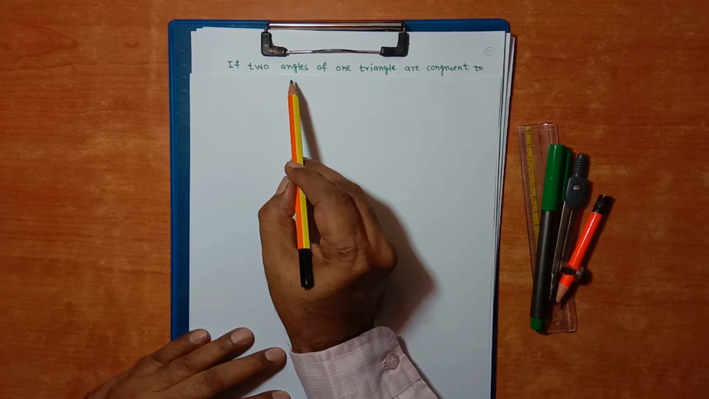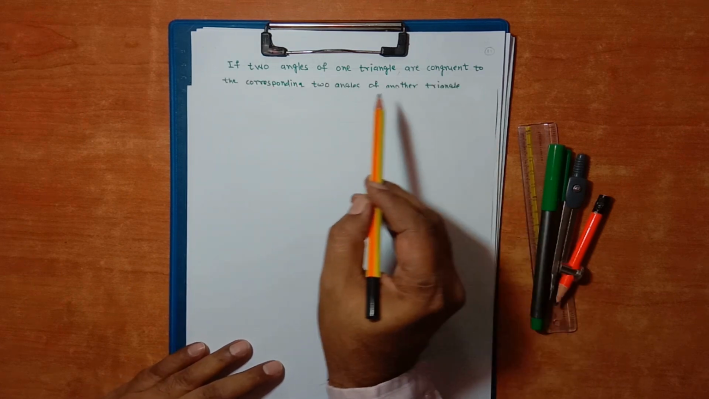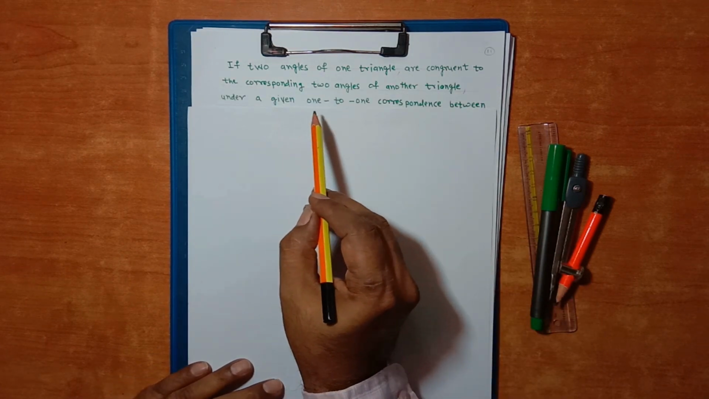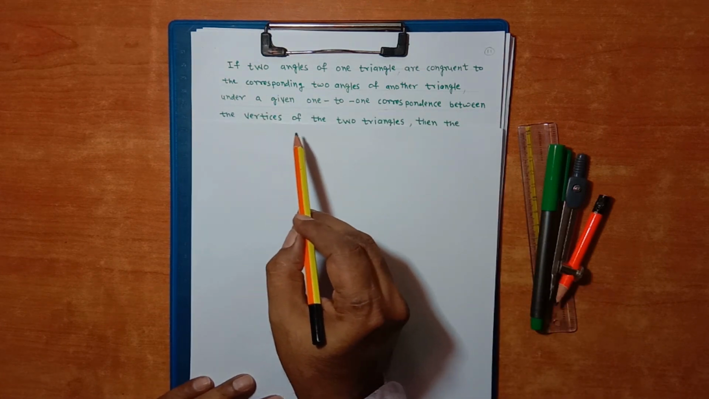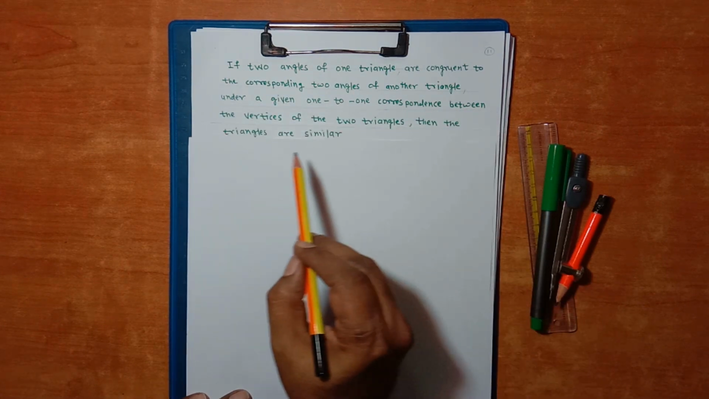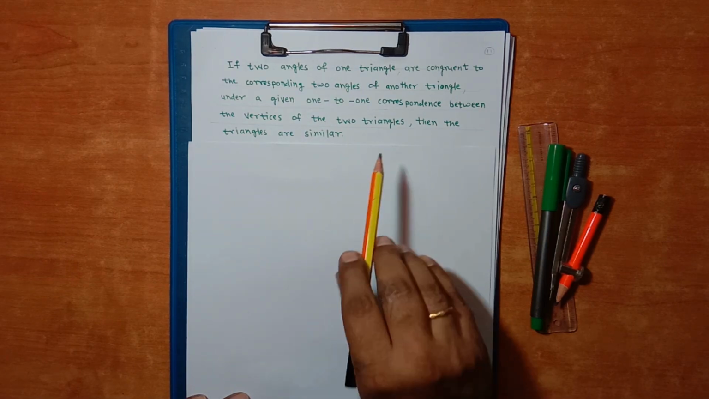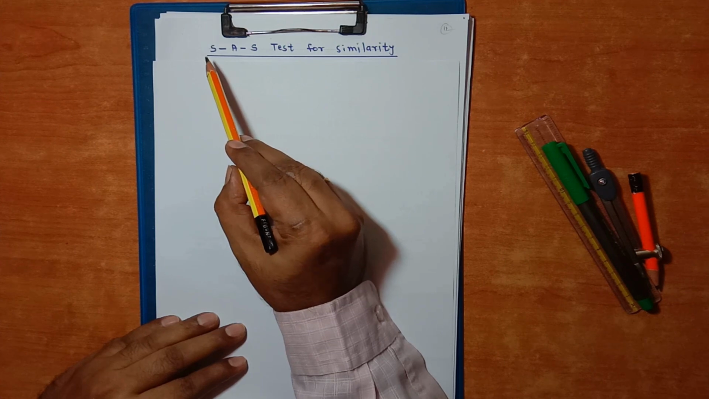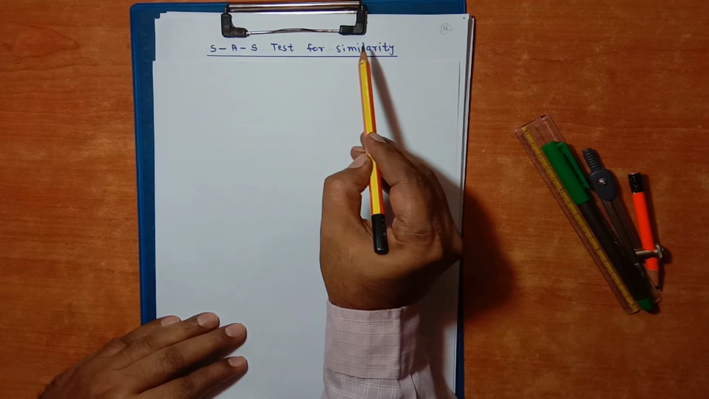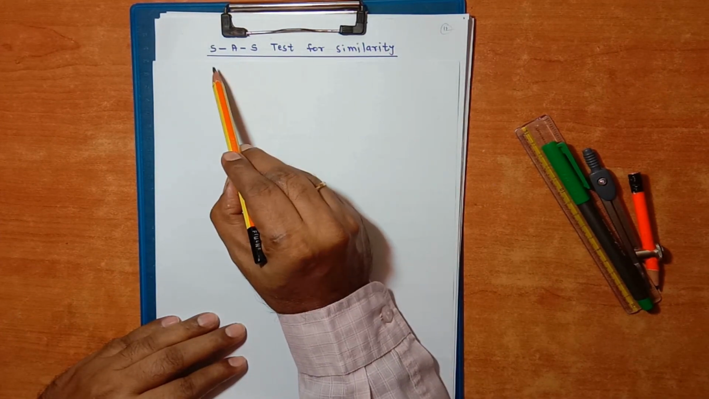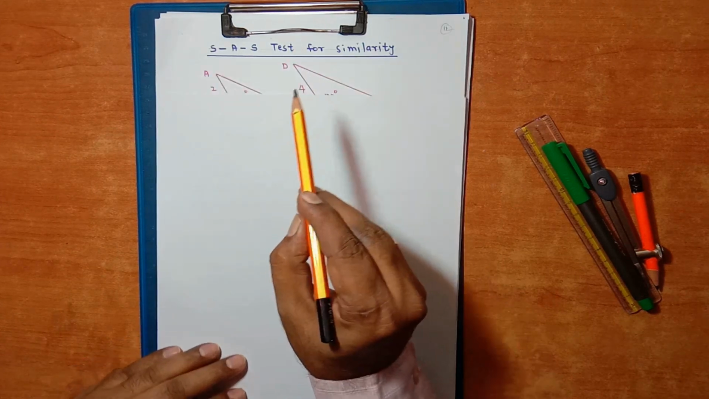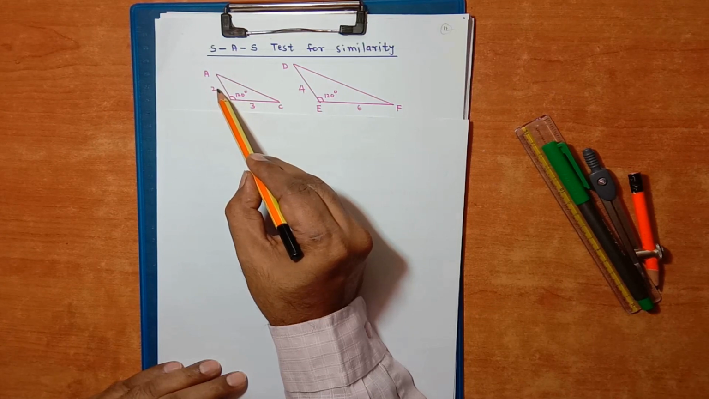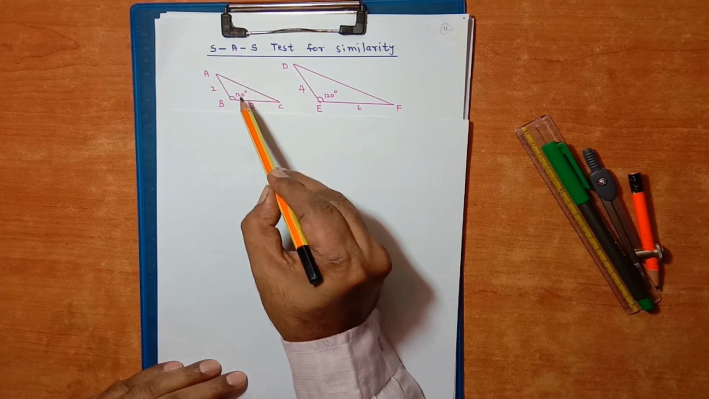If two angles of one triangle are congruent to the corresponding two angles of another triangle under a given one-to-one correspondence between the vertices of two triangles, then the triangles are similar. Let us study the second test for similarity, that is the SAS test for similarity, and its long form is side angle side test. Now in triangle ABC, length of side AB is 2, measure of angle B is 120 and length of side BC is 3.